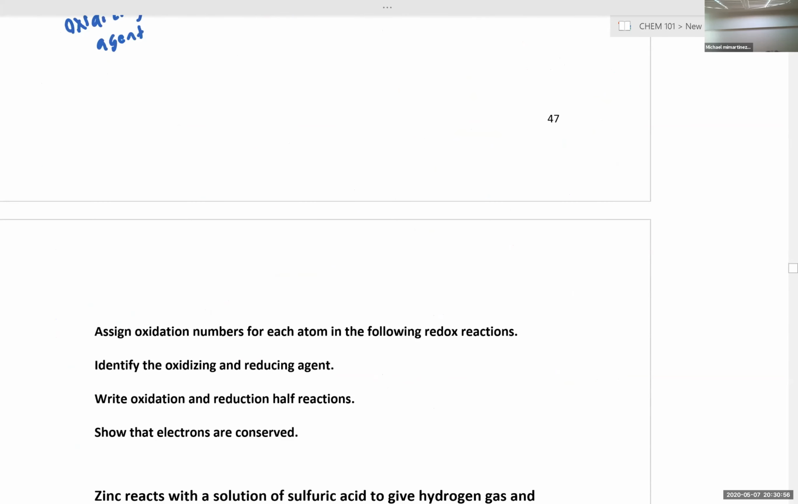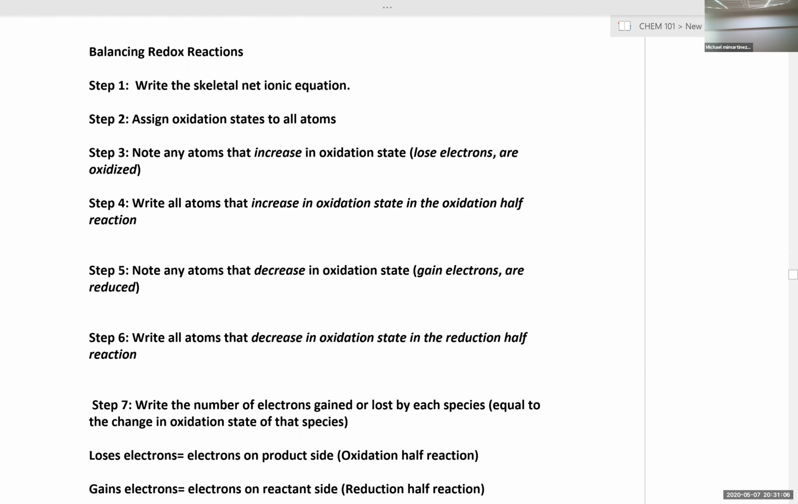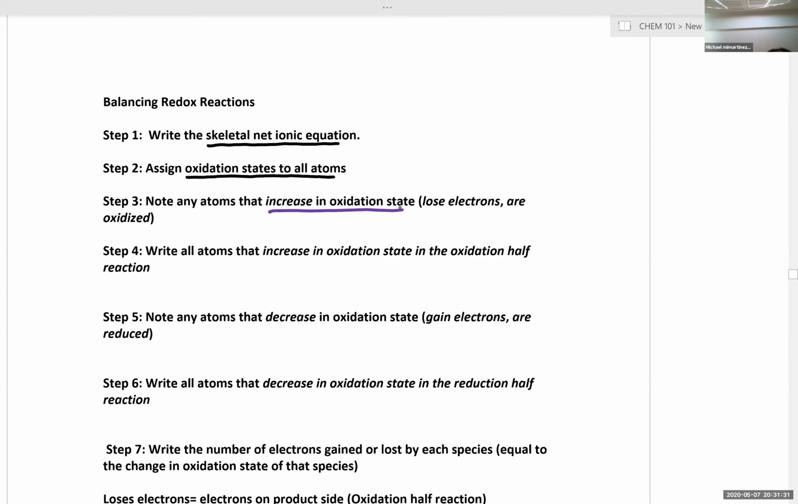So we're going to skip this next example and talk a little bit about how to balance redox reactions. Suppose you're looking at these equations from scratch. How do you balance a redox reaction? Well, first things first, you write the skeletal net ionic equation. You're then going to assign oxidation states to all atoms. You're going to carefully note any atoms that increase in oxidation state, that lose electrons and are oxidized. You write all atoms that increase in oxidation state in the oxidation half-reaction.